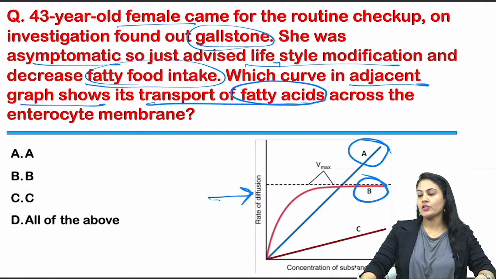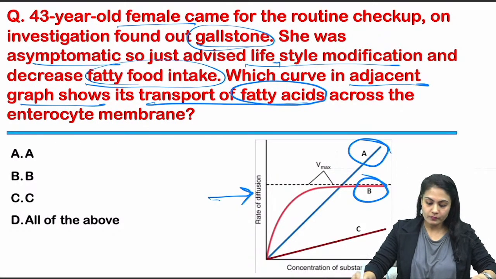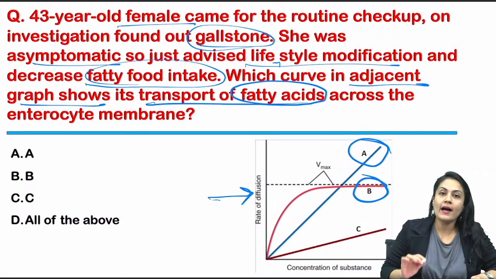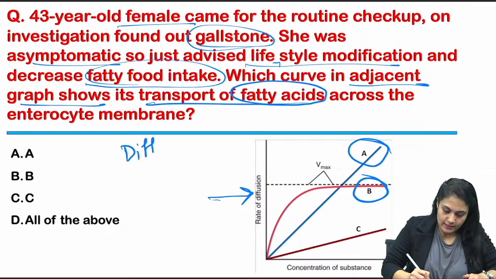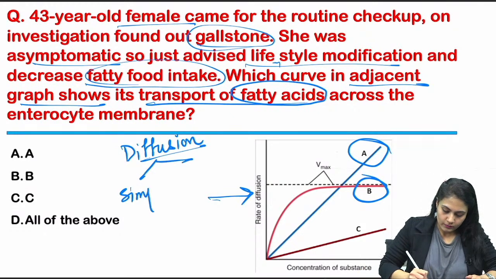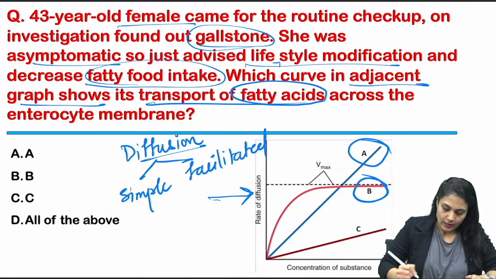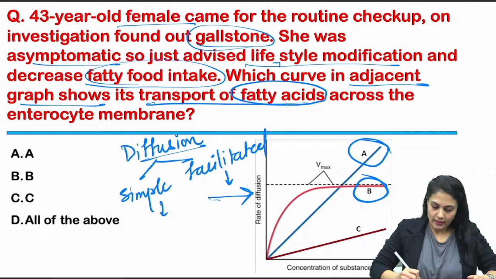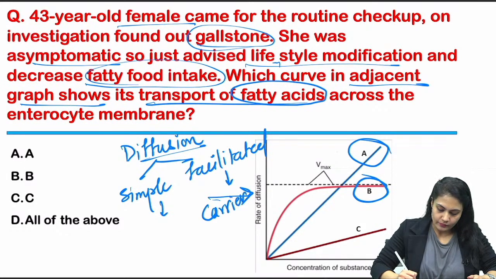Why would the Fick's law come here, children? Why the fixed law? See, over there what they are asking is about the diffusion. This is the diffusion curve, okay? So there are two types of diffusion, simple diffusion and facilitated one. Now, simple and facilitated. In this we need carrier.